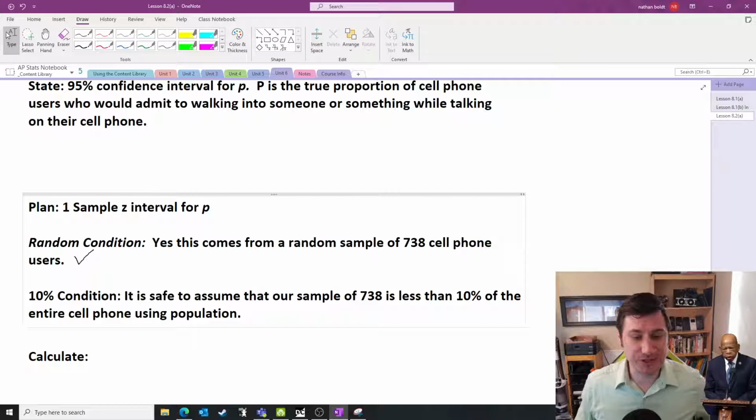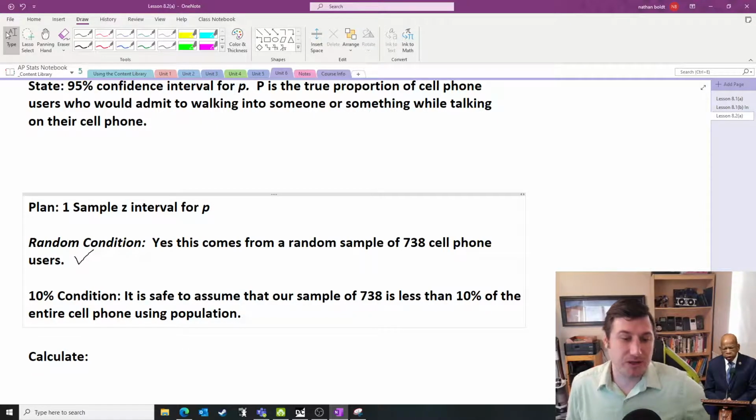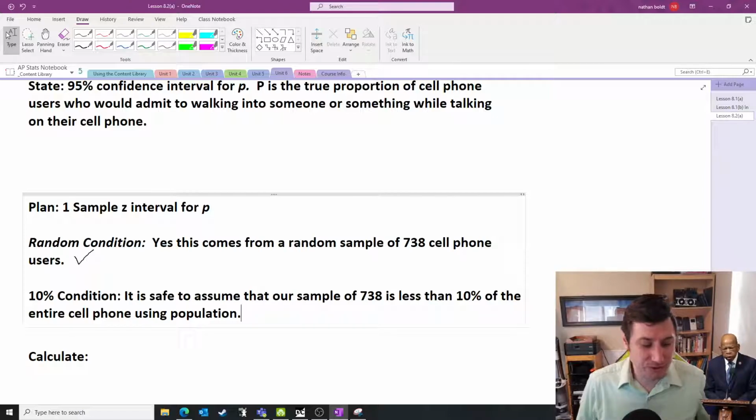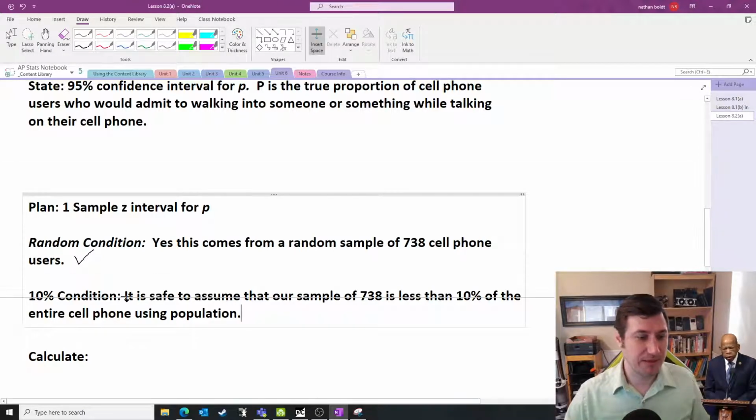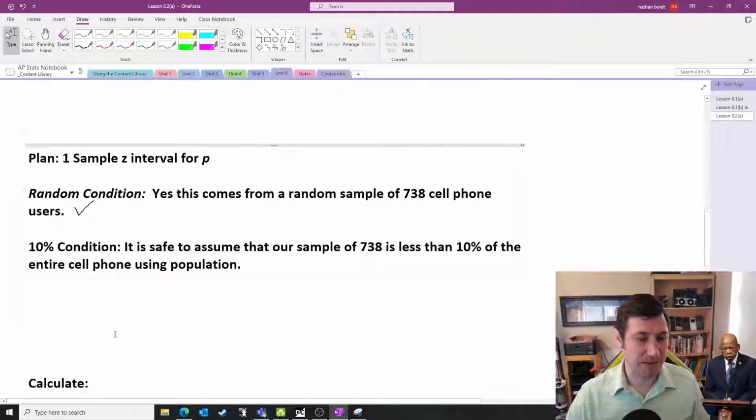That, of course, is so our standard deviation equation works, so that we can sort of ignore the fact that we're sampling without replacement, which messes up independence. But because we're doing less than 10% of the population, we can sort of ignore that issue, okay? But again, that's just one of the conditions we have to make.